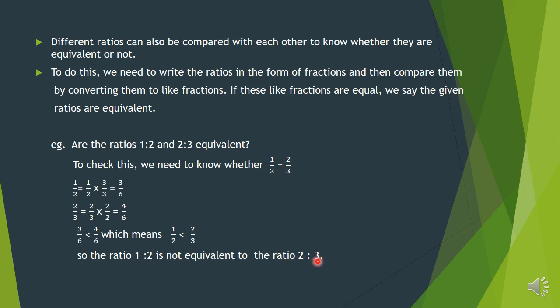Okay children, this way we can compare two ratios. For that, first we have to take the ratios into fraction form, then we have to make them into the same denominator. Okay children, that is, like fractions we have to make. Then we have to compare. If they are same, they are equivalent fractions, equivalent ratios, otherwise it is not. Okay children.